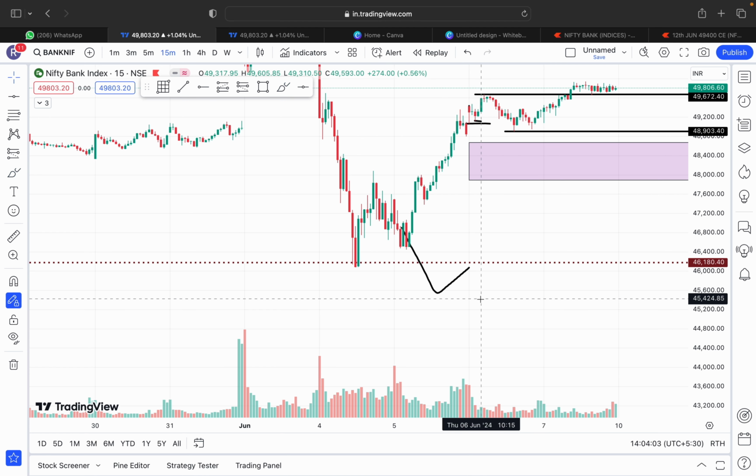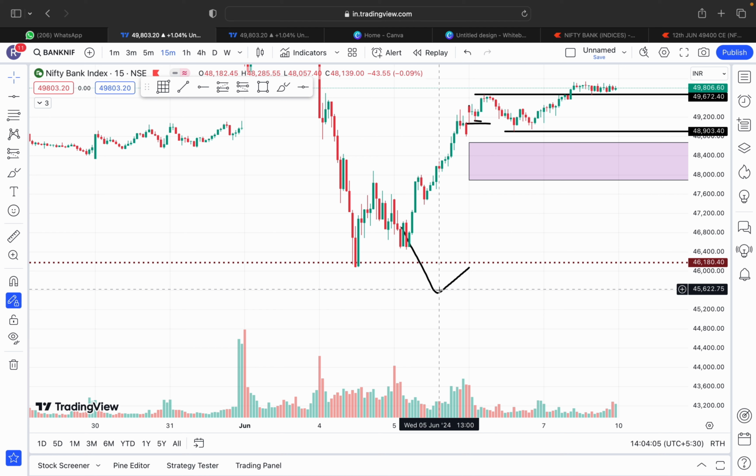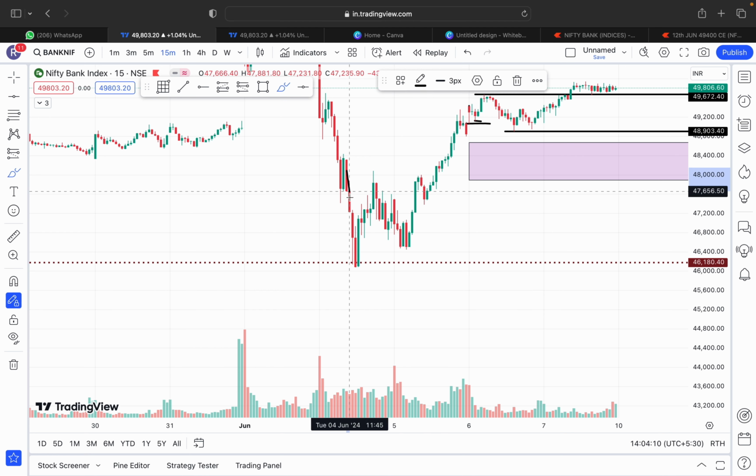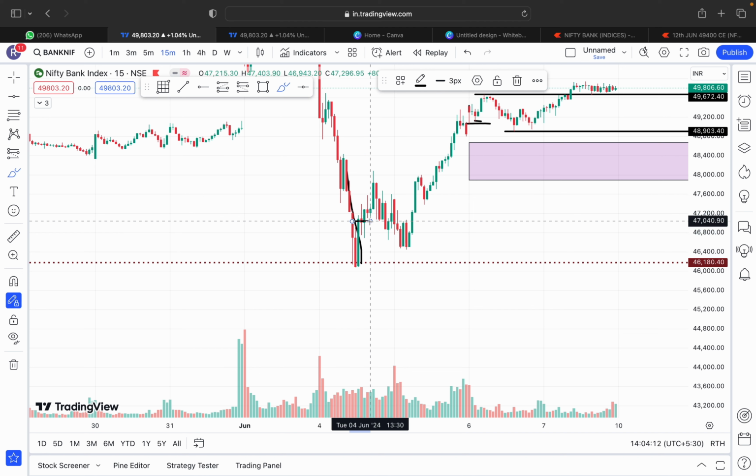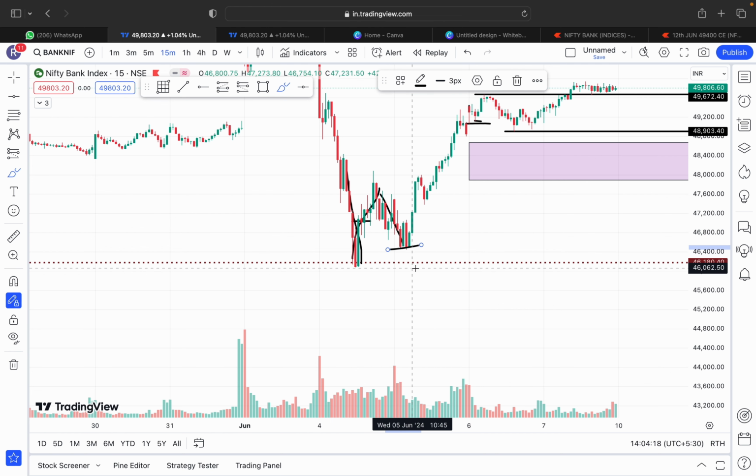But what the market did here was, it came here, took support. This was a strong candle, again went up. Then we were looking for a higher low creation, which took place right here.